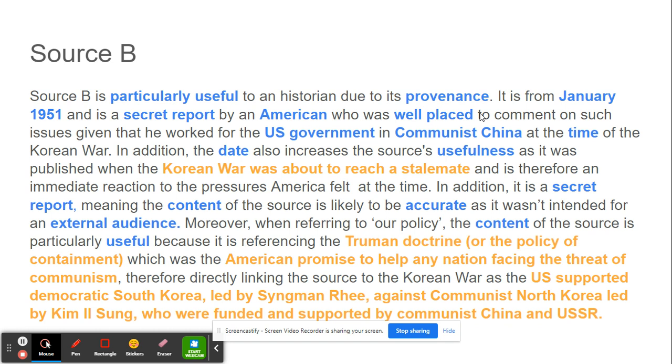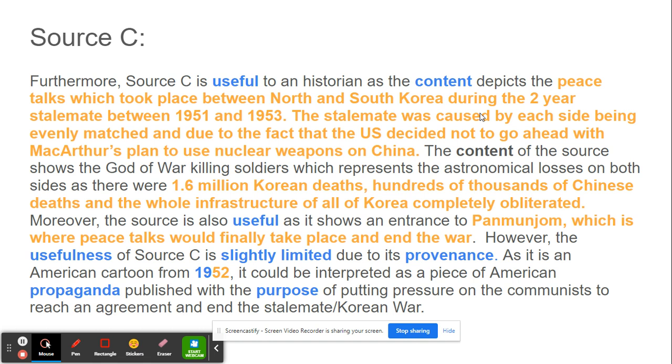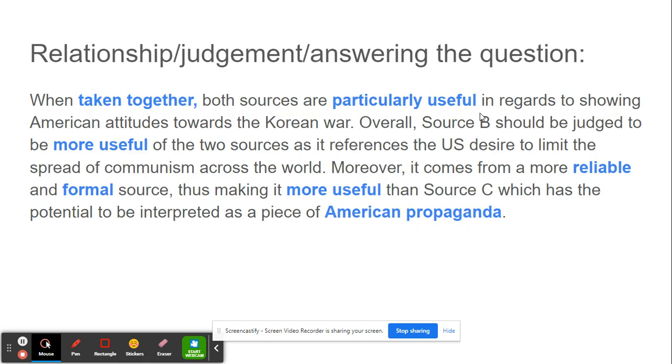If, however, you want to focus on commenting on provenance, then content, then bringing in your own knowledge, that is an equally valid approach. So again, very similar with source C. In blue, comments linked to usefulness, content, and provenance are all flagged up and highlighted in blue, and relevant own knowledge in orange. And again, if you're looking at doing well, what I referenced earlier, try to look at the relationship, the links between the two sources.